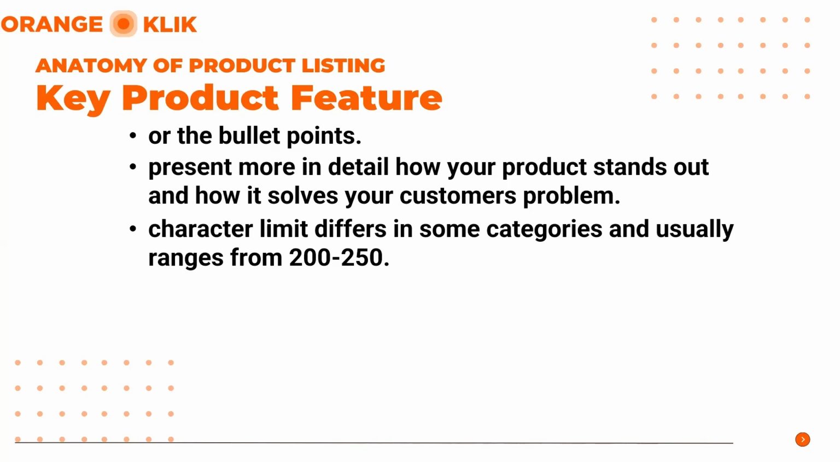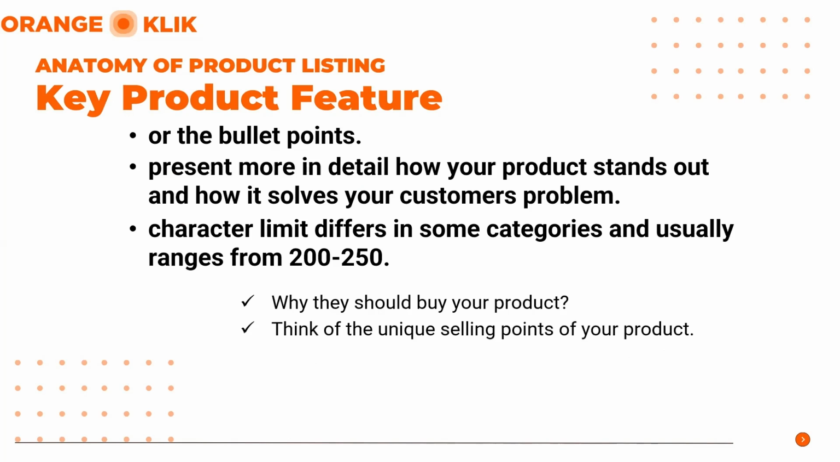On your first bullet point, you may say why they should buy your product. And second, think of the unique selling points of your product. What are the ways that your product stands out among your competitors? And how does it provide a solution to their current problem? On the third bullet, you may add in a guarantee to make customers know that you have full confidence in your product. And if they are dissatisfied, they have the 30 or 60-day money-back guarantee.